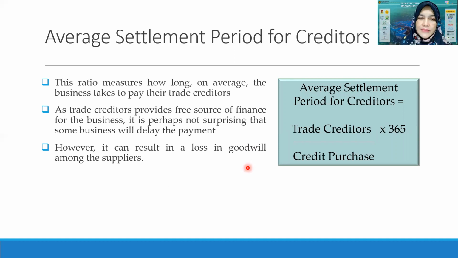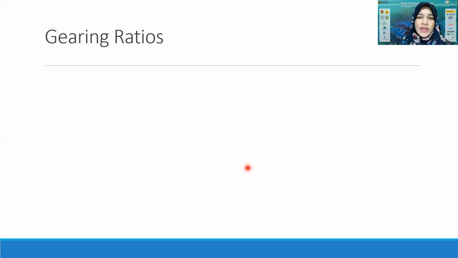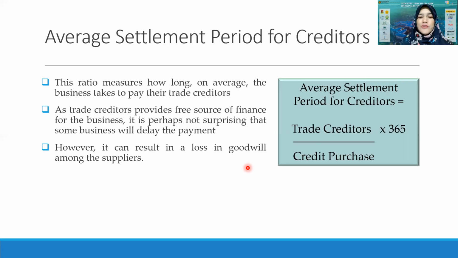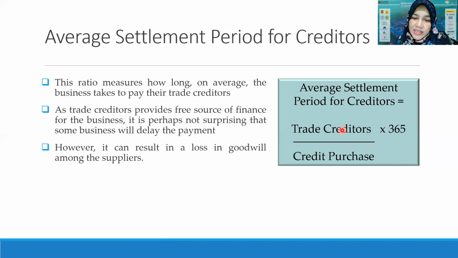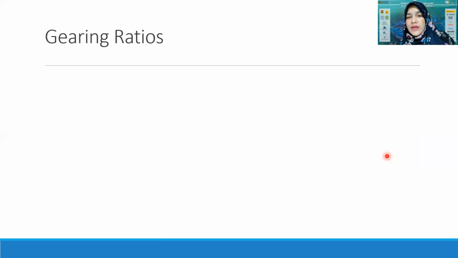For Nestle, why don't I have an example? Because usually it's very difficult. It is not available in the annual report. We have to ask the management to get the amount. That's why I don't have the example. Usually this particular data, how much trade creditors the company has and how much credit purchase, is kept confidential by the company.